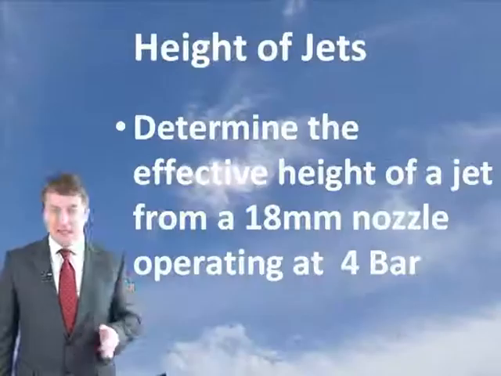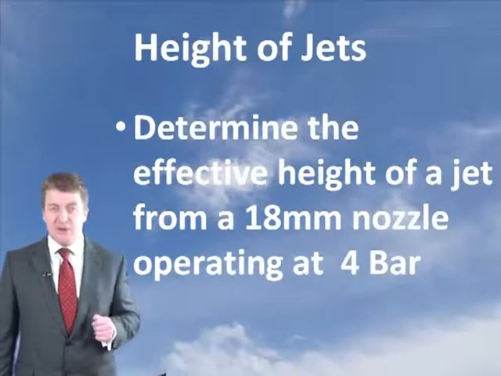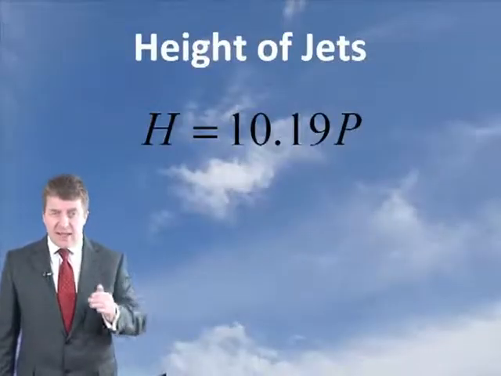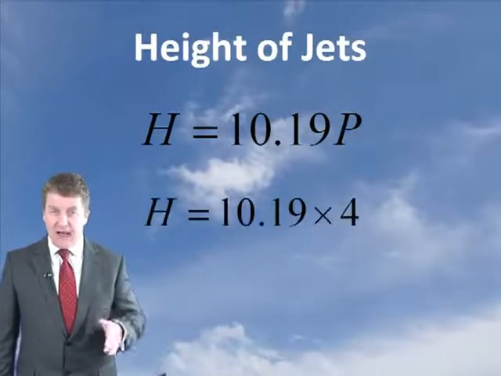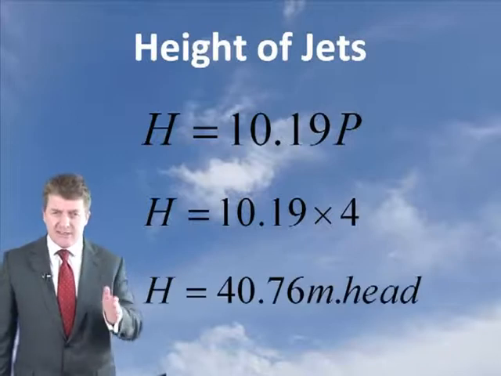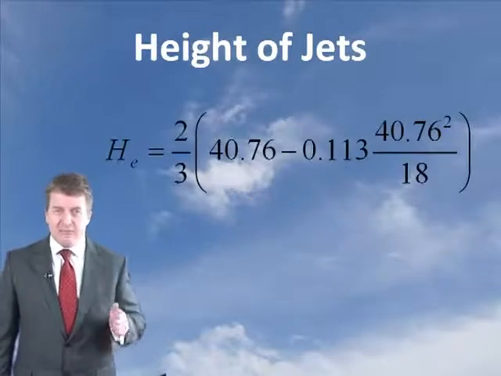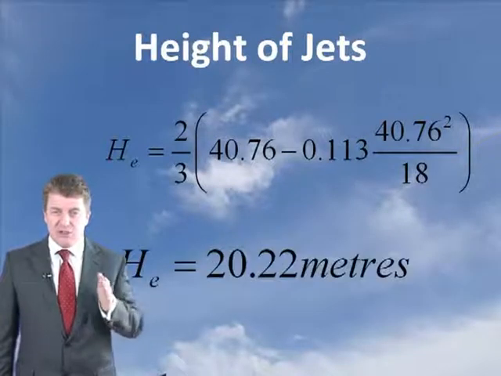Let's do another example. Determine the effective height of a jet from an 18mm nozzle operating at 4 bar. Well, firstly we need to determine the head pressure by converting the pressure into head using the formula H equals 10.19 P. So you put in your own variables, and that means that 4 bar converts out at approximately 40.76 metres head. If you put this in our formula, this comes out at 20.22 metres, and it shows you that theoretically you should be able to create a jet of 40.76 metres, when in reality it's more like 20.22 metres. As you can tell, it's a massive difference, and that's because of all the other forces that the water's got to overcome.